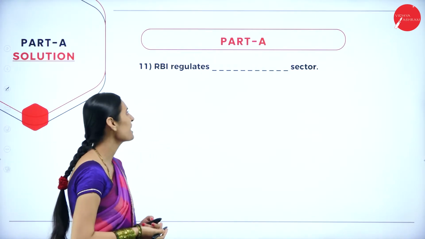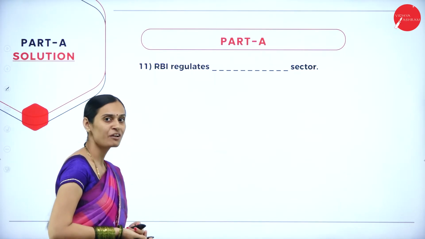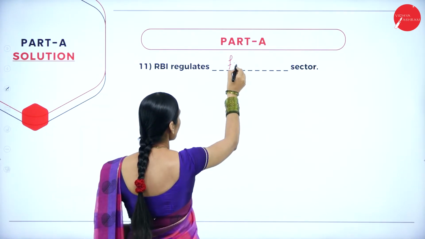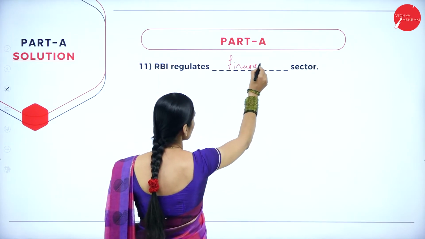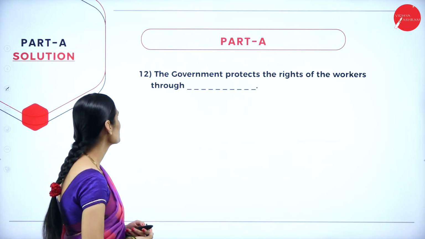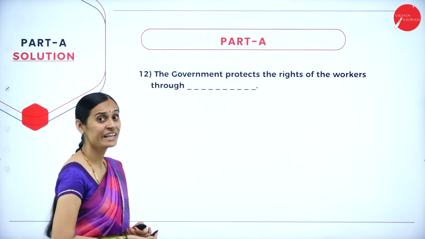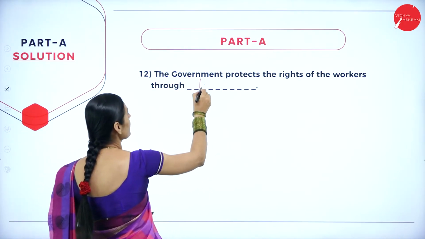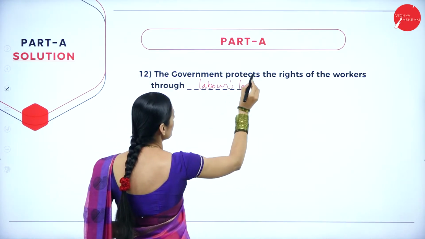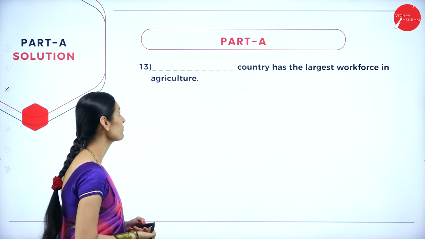And next, RBI regulates which sector? This belongs to the liberalization, privatization and globalization chapter. That is, RBI regulates the financial sector. And next, 12th, the government protects the rights of the workers through labor laws. Labor laws. Next one, dash country has the largest workforce in agriculture.